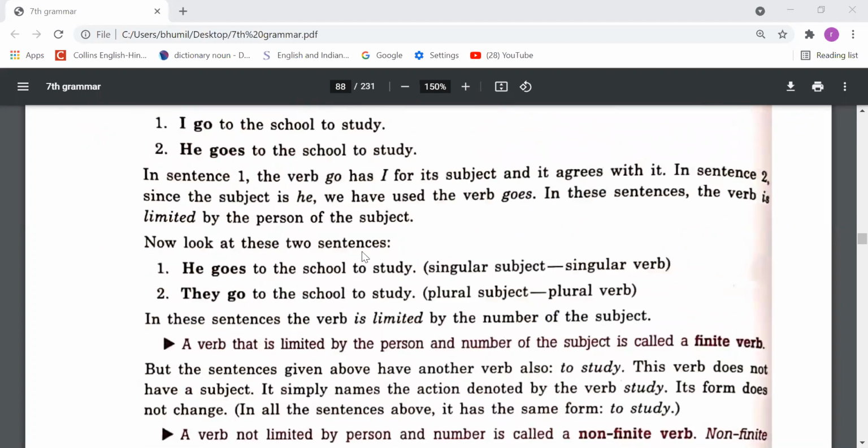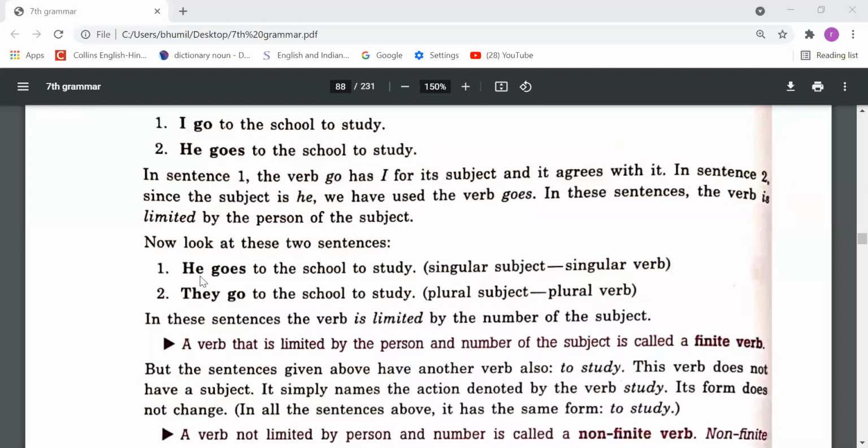Now look at these two sentences. He goes to school to study, singular subject, that is singular verb. They go to school to study, plural subject, plural verb. So dear students, here you have to see that our subject is third person but number of subject is singular, but here number of subject is plural. He is third person singular and they is third person plural.